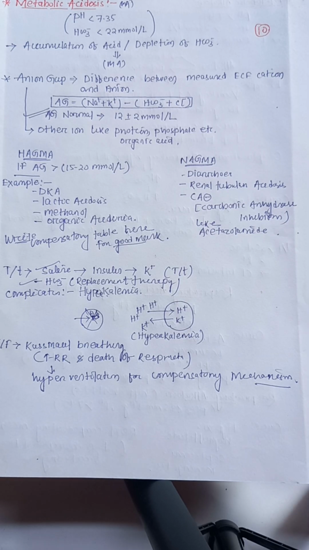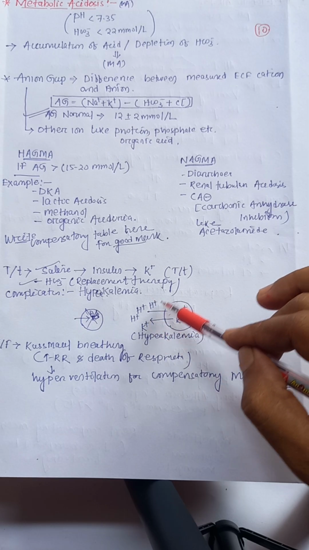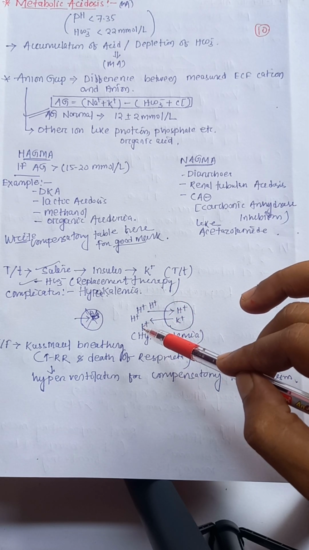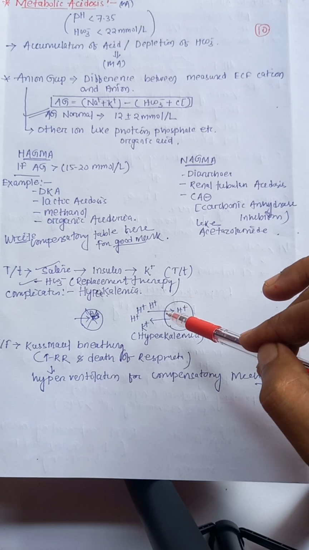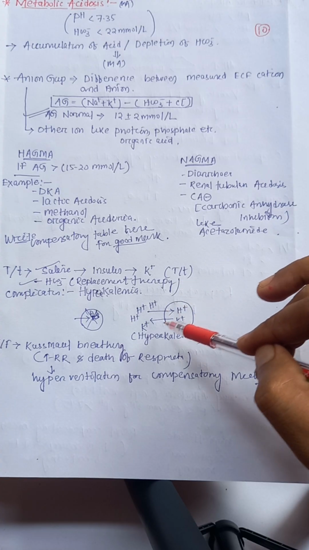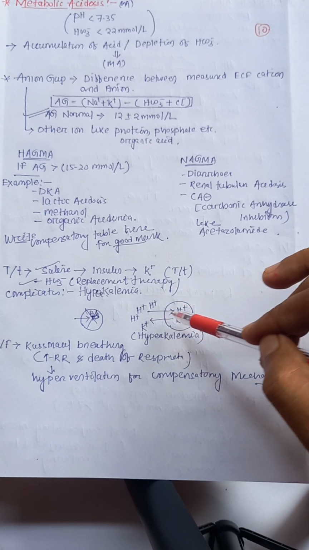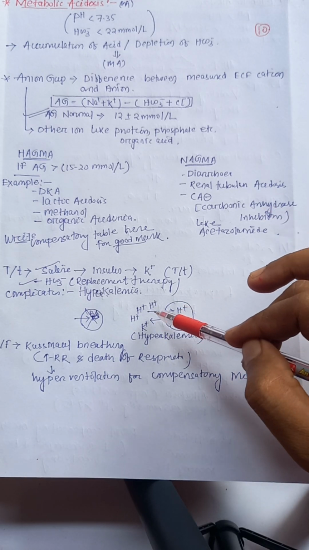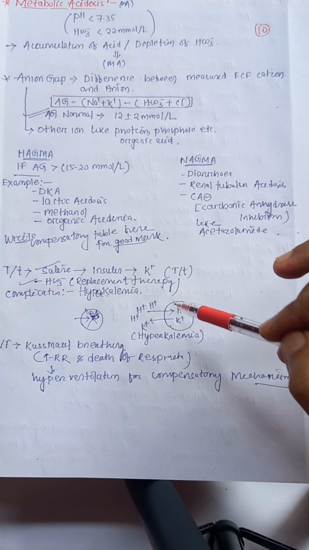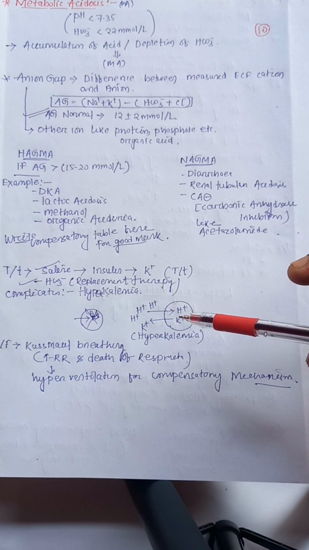Okay, you know what acidosis means? H+ will be in excess in the extracellular fluid. So what happens? The body tries to compensate, and this is a mechanism for ionic balance. H+ will enter into the cells and potassium will move out of the cells. This causes hyperkalemia. So in metabolic acidosis there is hyperkalemia.